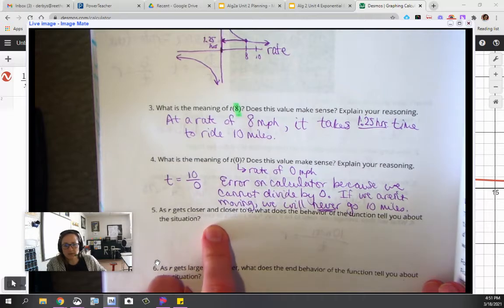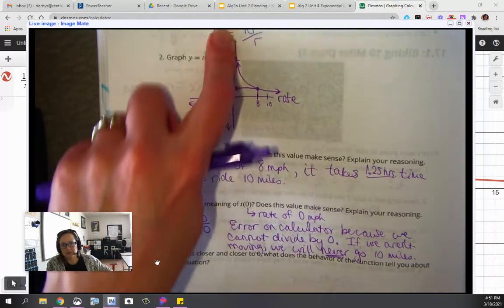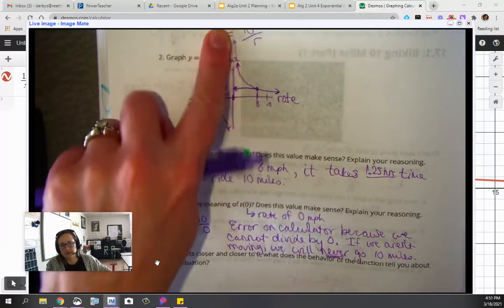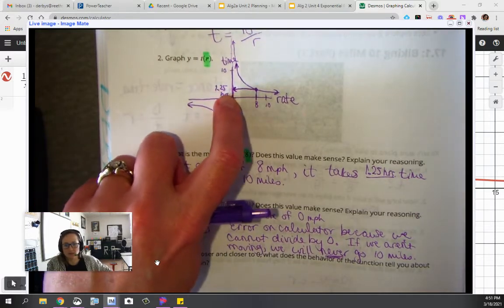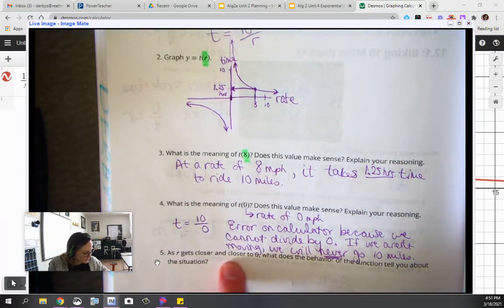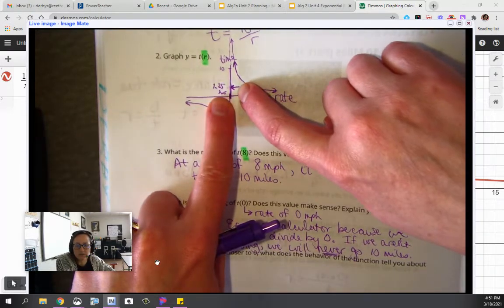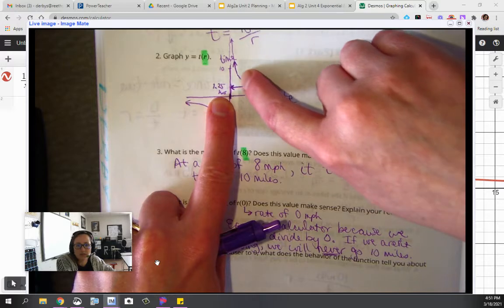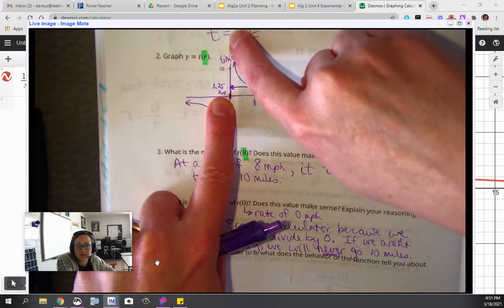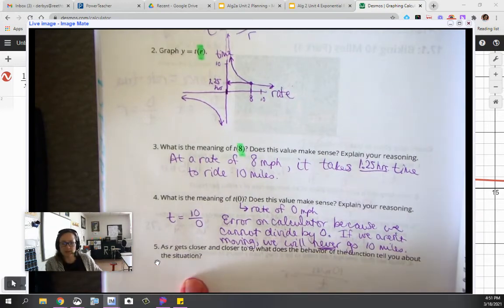So let's see what happens at the other extreme. We've talked about what happens as we're getting closer and closer this way. As our rate gets slower and slower, the time is going to take longer and longer. So as r gets closer and closer to 0, our graph is telling us that the time is going to take more and more time. That's what we want to express here.